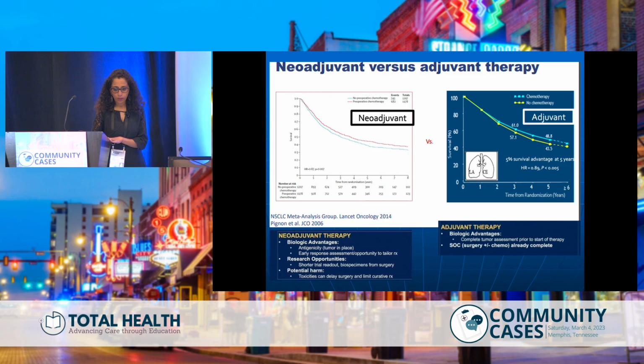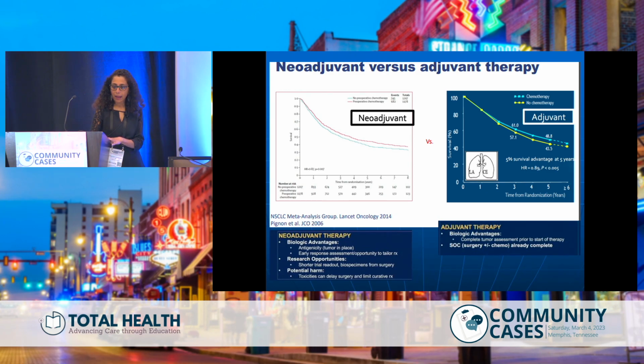So neoadjuvant therapy, why would we want to do that? The biologic advantage is antigenicity. The tumor is still in place, so you are able to educate the immune system while the tumor is in place. You can assess the response because the tumor is still in place. And then there are a lot of opportunities for window of opportunity studies and collecting biospecimens. We have shorter trial readouts. But then what is the potential harm here? Can you delay surgery? What about if the toxicity makes a surgical patient unresectable? So these are all questions that we have had for some time.